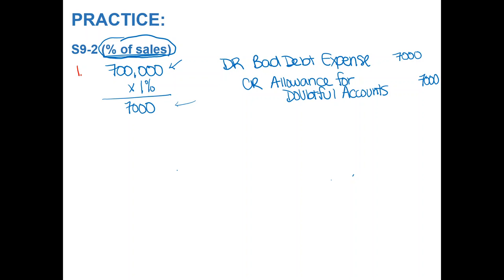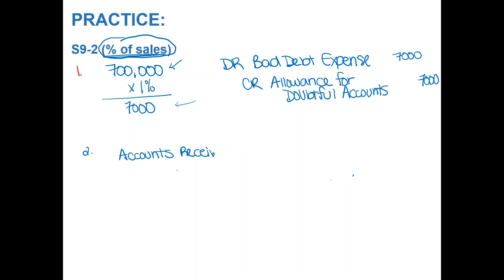Okay, that's part one. Part two says, show how Spring Break should report accounts receivable on its balance sheet at December 31st, 2019. So we're going to say that they're showing all the detail right on the balance sheet. So they're going to report their full AR, the allowance, and calculate the net. So on the balance sheet, this would be part of current assets.